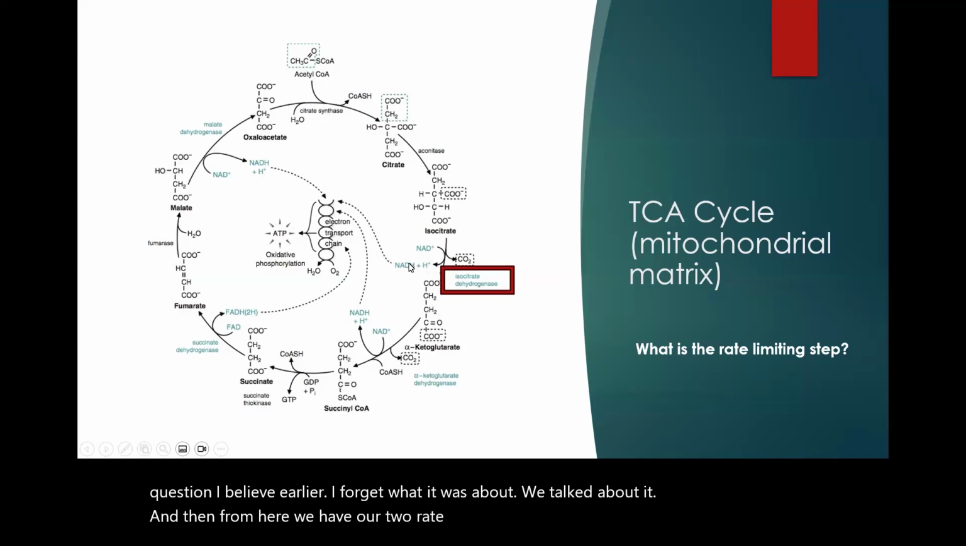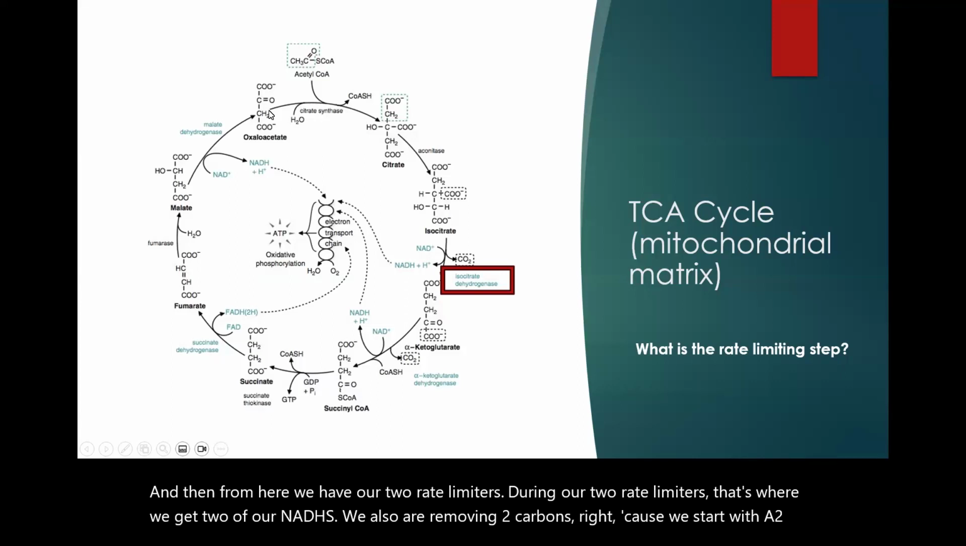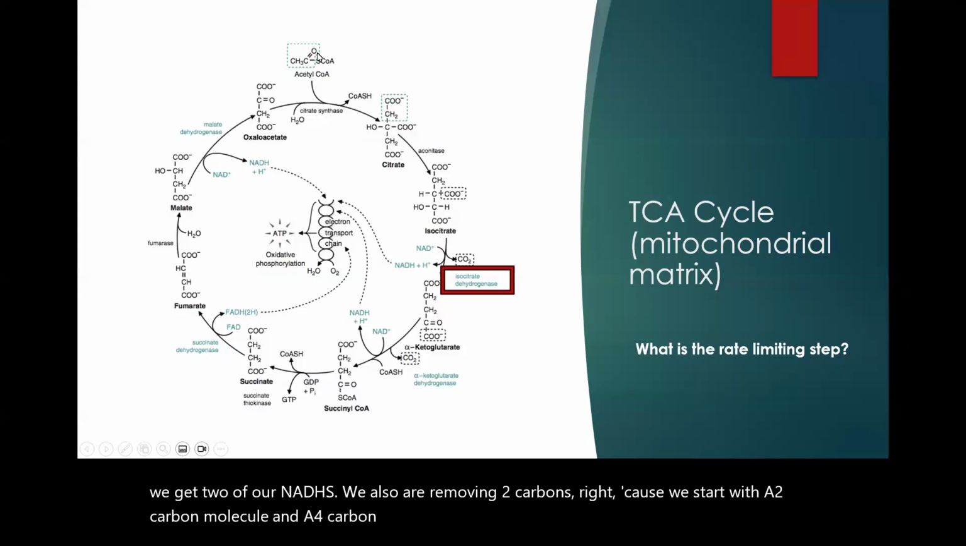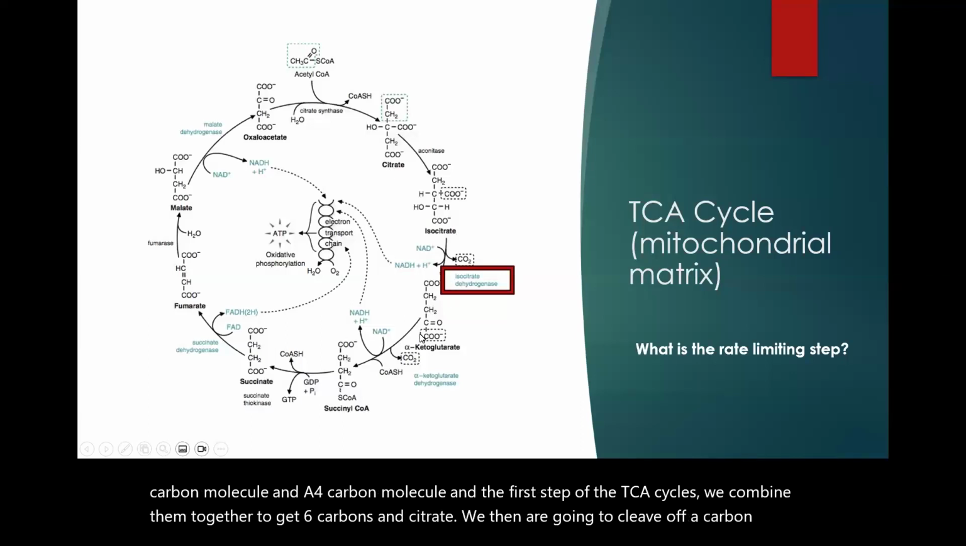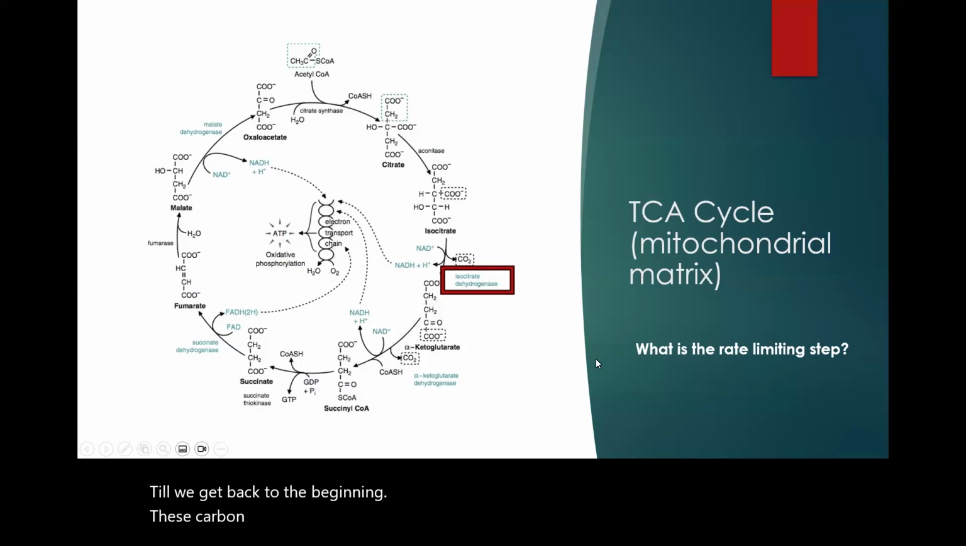During our 2 rate limiters, that's where we get 2 of our NADHs. We also are removing 2 carbons, right? Because we start with a 2-carbon molecule and a 4-carbon molecule. The first step of the TCA cycle is we combine them together to get 6 carbons in citrate. We then cleave off a carbon here, cleave off a carbon here. Then we stick with 4 carbons for a while till we get back to the beginning. These carbon dioxide molecules end where? Where do they end up going eventually?